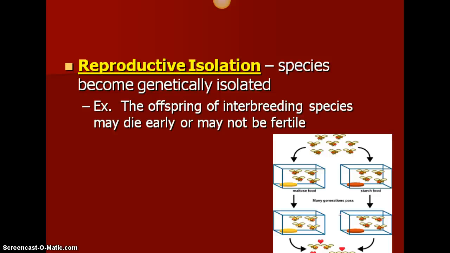The species become genetically isolated, so the offspring of interbreeding species may die early or may not be fertile. And that just means that this original species that all lived together and had the same genetics, they were considered the same species, now, when they are back in contact with each other after isolation, can no longer produce fertile offspring. So here's our example. We have this set of fruit flies here that eats this maltose food. We have this set of fruit flies here that eats a starch food. Many generations pass, and they've been isolated based on their food source.